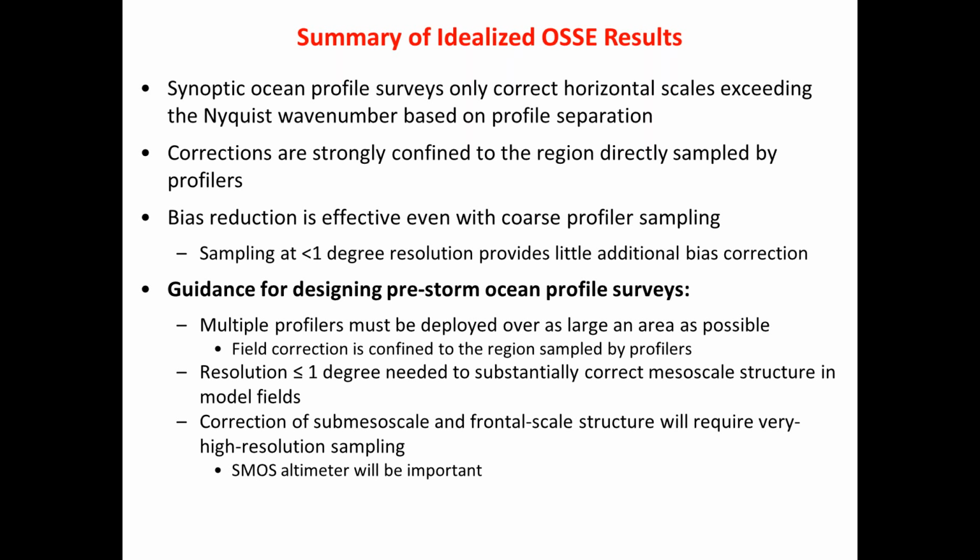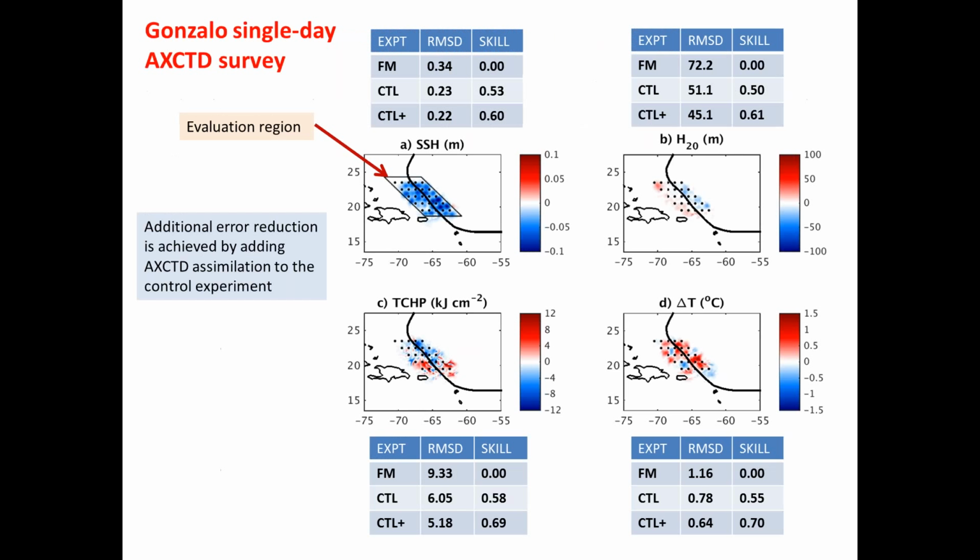And since that's not well corrected now, this points to potentially large importance for the SWOT altimeter, which will be able to provide 2-dimensional SSH anomaly fields with order 10 kilometer or less resolution, so we can perhaps begin to more accurately correct these smaller scales with that altimeter in the future. But right now, you just need to drop profiles at very high resolution to correct those smaller scales.